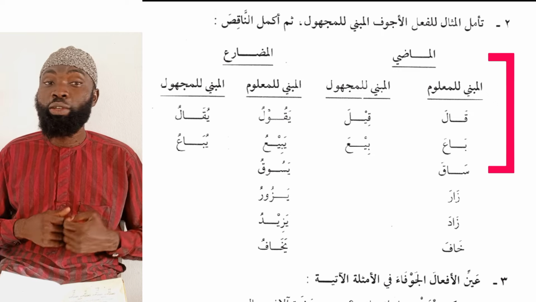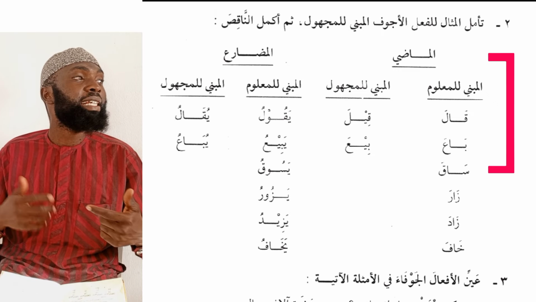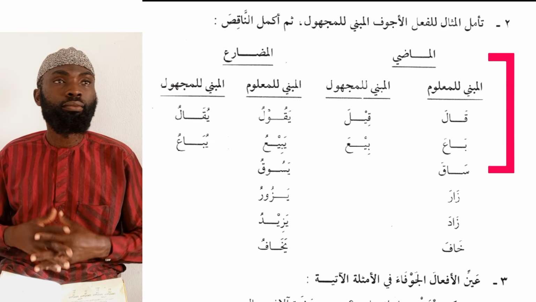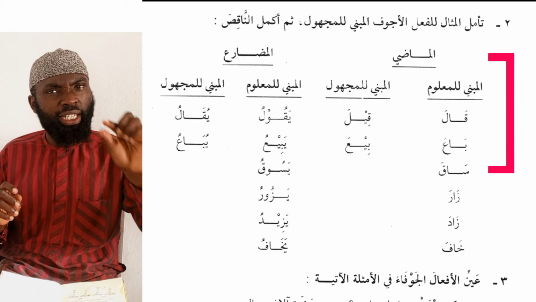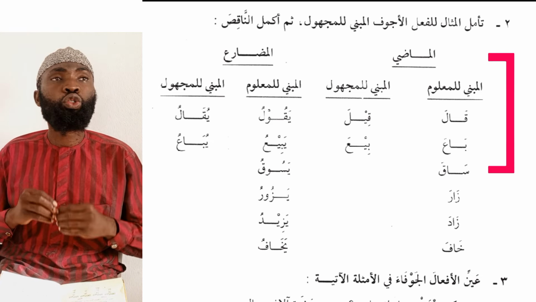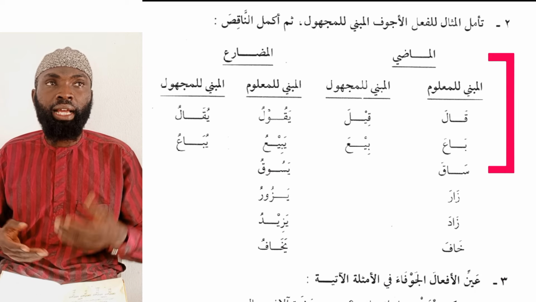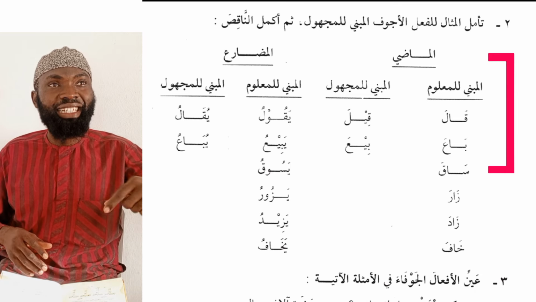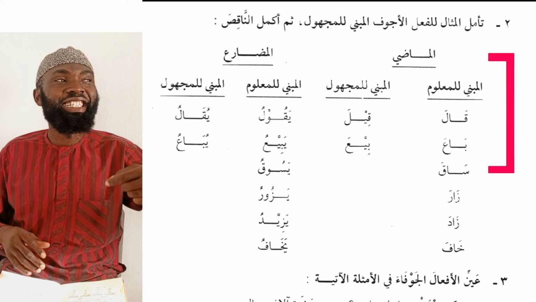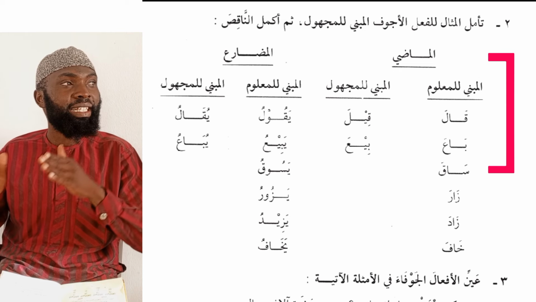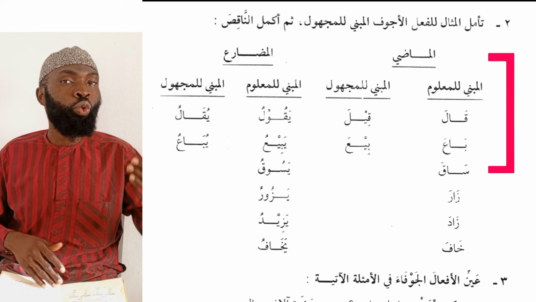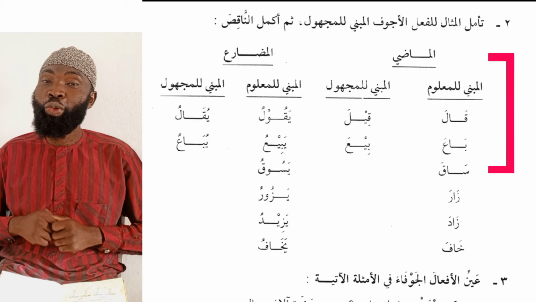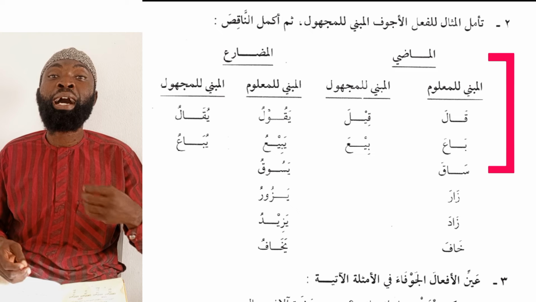Coming to the present tense, you see the word yaqulu, which means he is saying. This is also in the active case. To get the passive voice of this, it is yuqalu, it is being said. Yaqulu, he is saying. Yuqalu, it is being said. MashaAllah.